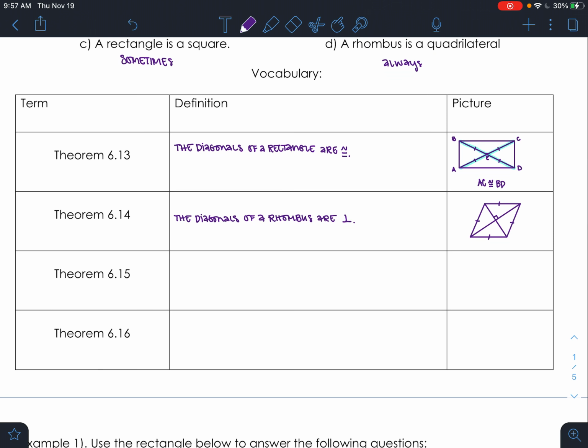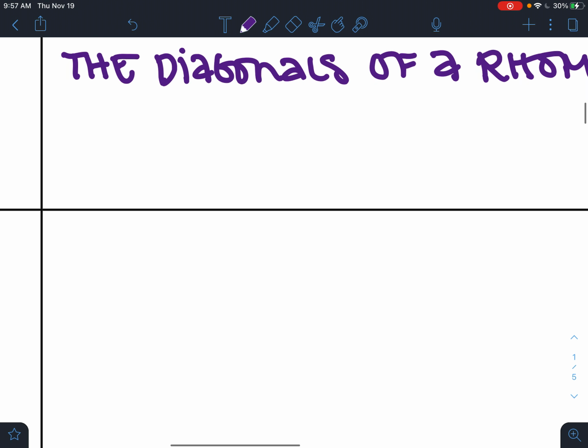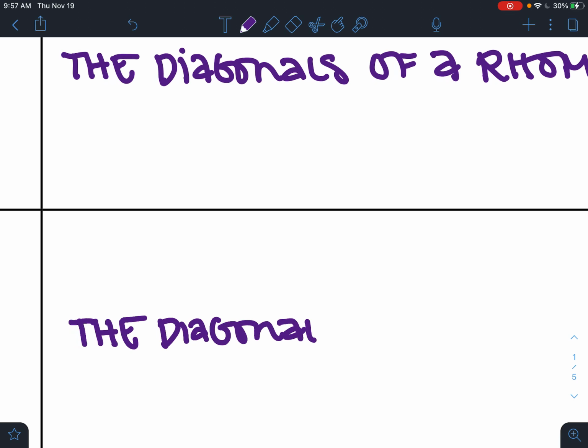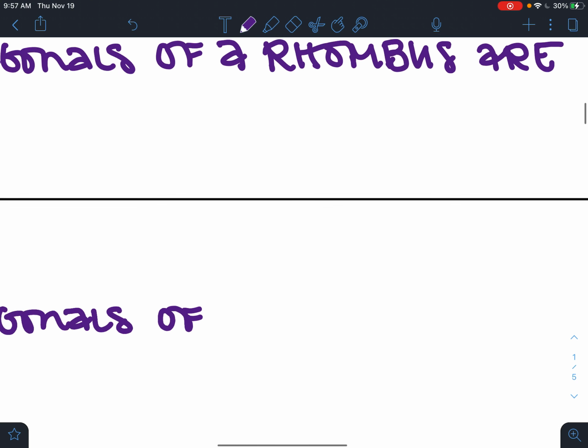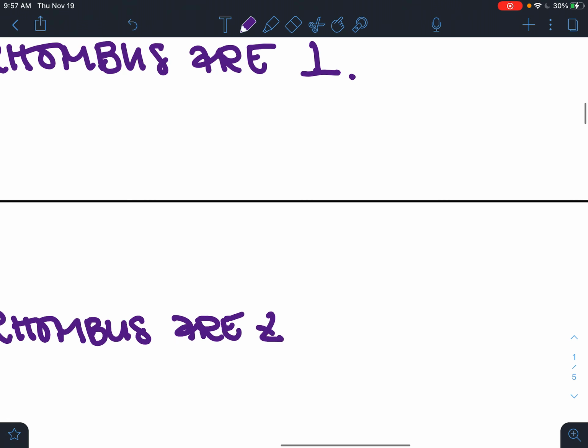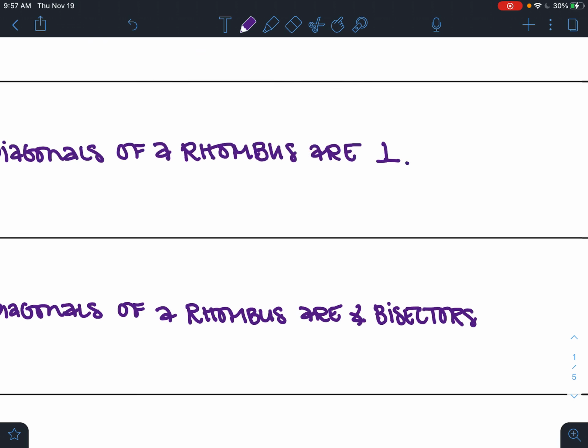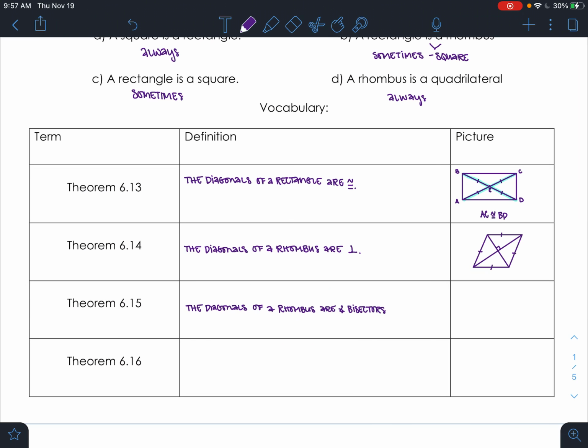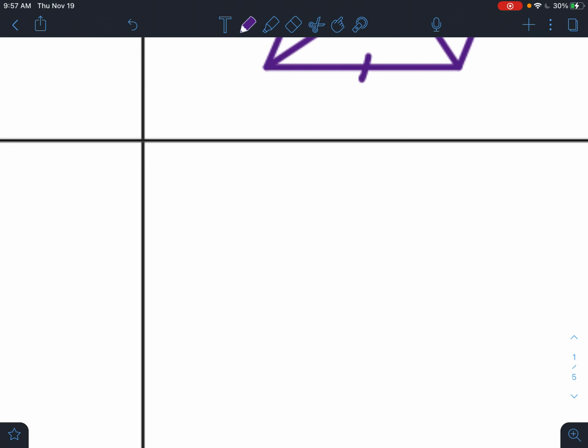Now, the next part of the diagonals of a rhombus: the diagonals of a rhombus are angle bisectors.